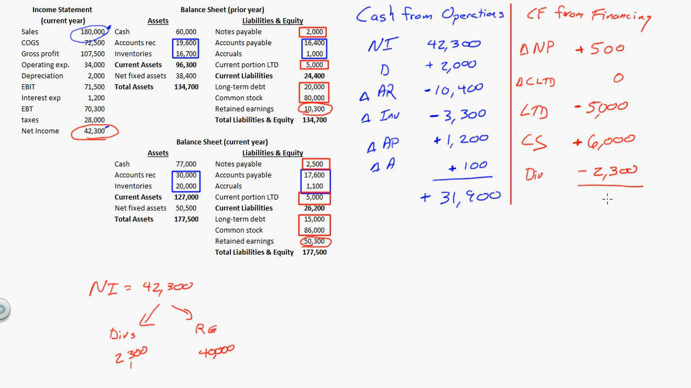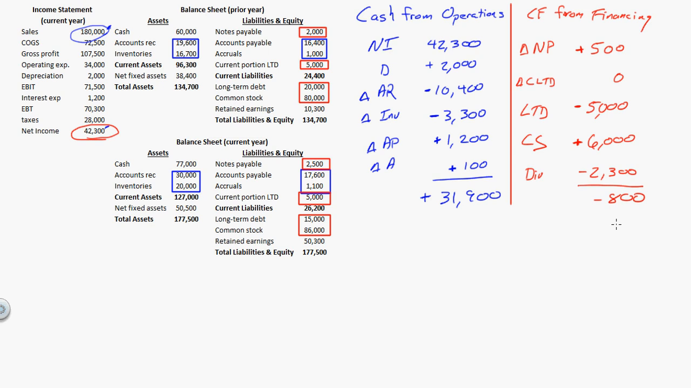So the cash flow from financing was negative $800. What really happened there is minus 2,300, minus 800. Now, is that good news or bad news? Well, I'm not really sure.